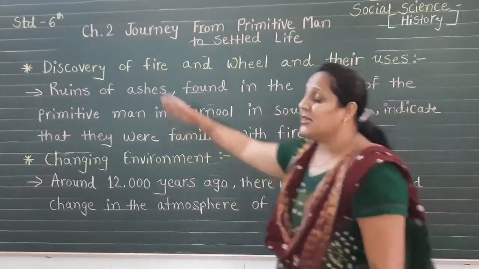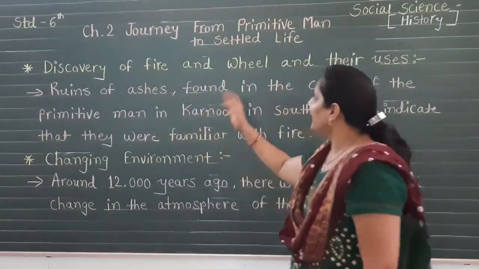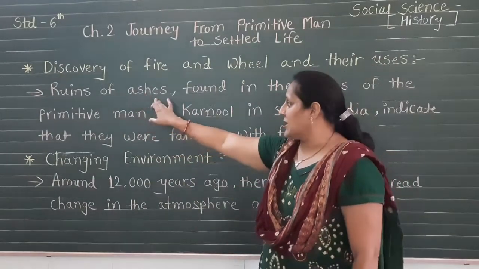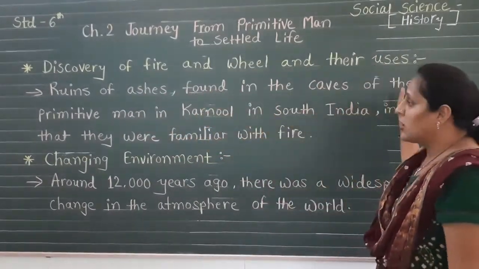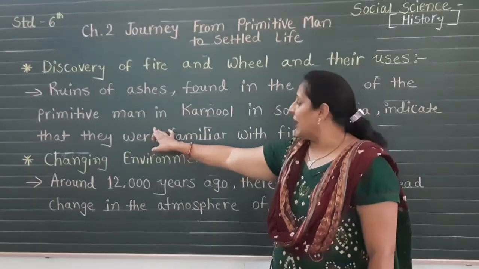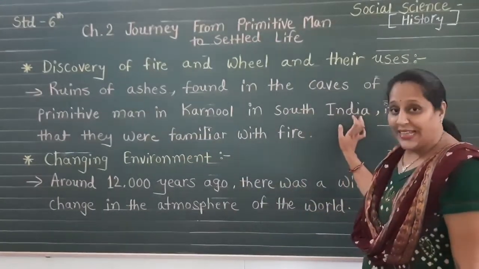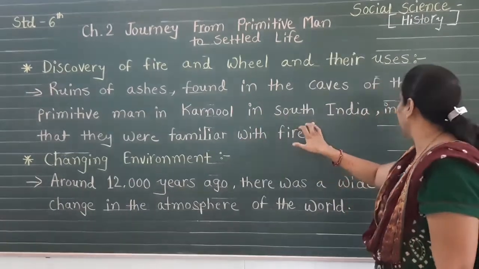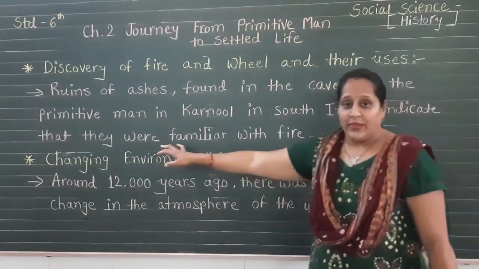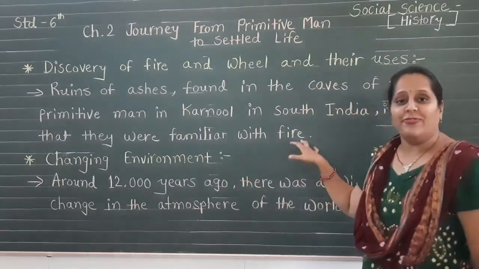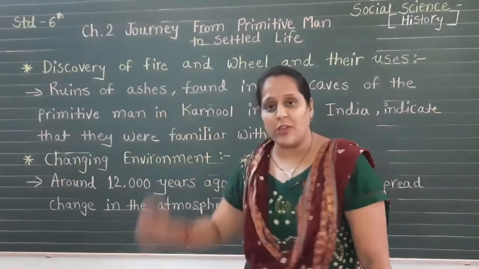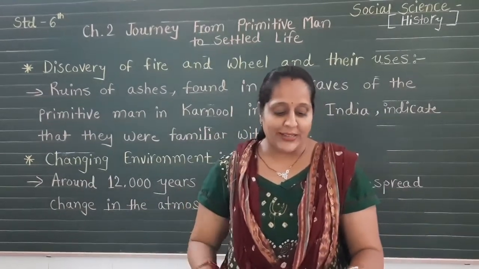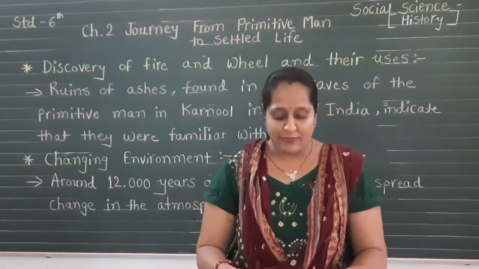Our next point is the discovery of fire and wind and their uses. Ruins of ashes were found in the caves of primitive man in Kurnool, in South India. I have already shown you Kurnool cave, which is in South India, which indicates that they were familiar with fire. With the help of the ruins of ashes, we find evidence and come to know that they were familiar with fire.